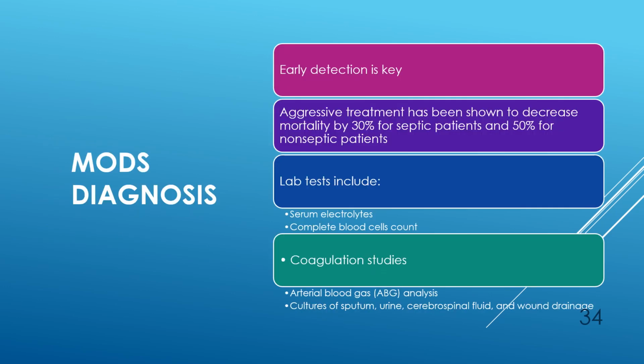When diagnosing MODS, early detection is key. The earlier you realize that some organ systems are failing, the better. Aggressive treatment, which the next slide will cover, can decrease mortality by 30% for septic patients and up to 50% for non-septic patients. Some typical lab tests include serum electrolytes, complete blood cell counts, coagulation studies, blood gas analysis, and cultures of sputum, urine, cerebrospinal fluid, and wound drainage. All of these things are very good at treating the patient and reducing the mortality of the patient.